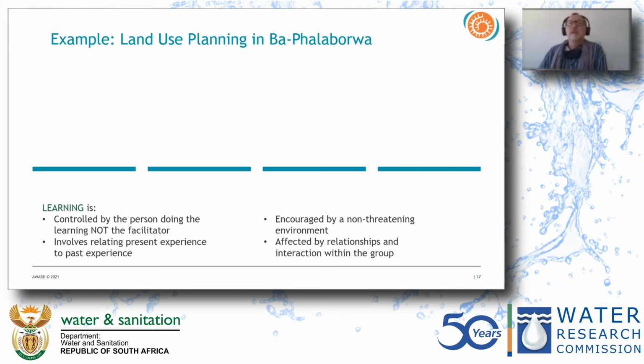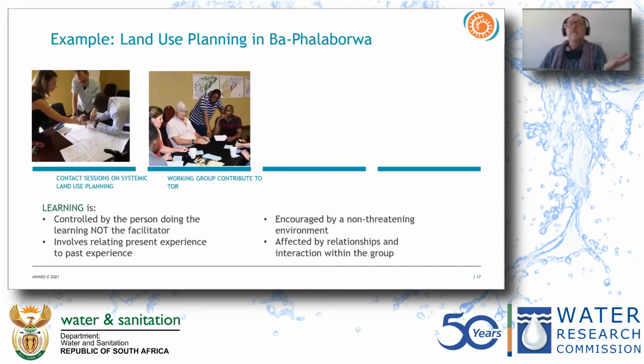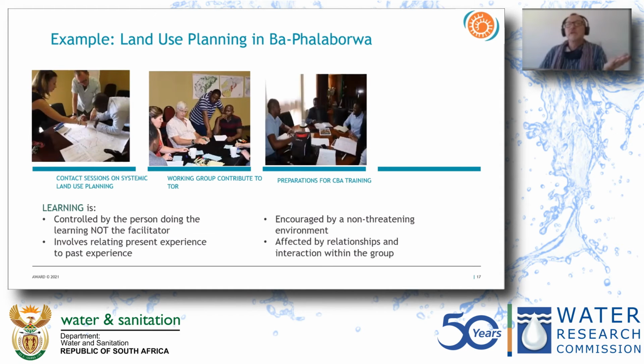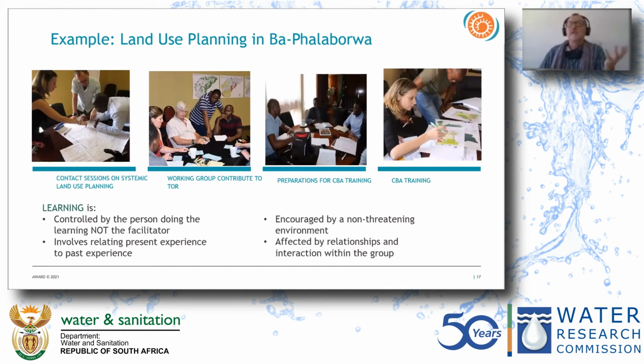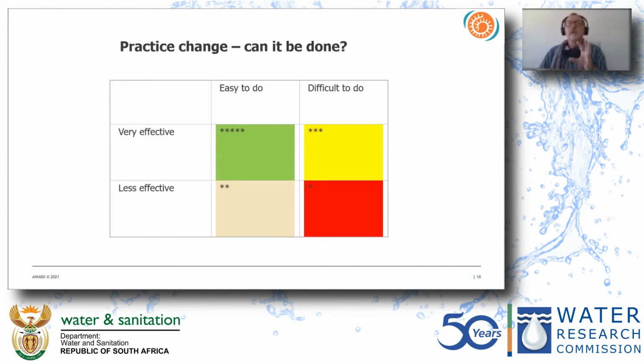So here's an example from land use planning in Bapalaboa, a local municipality, where I think people will be familiar with these kinds of learning situations, but they engage the learner and they start with what the learner knows. And then they look at institutionalizing that learning by having this approach adopted within a particular institutional decision-making framework. I'll be talking a little bit about that shortly. And then again, social learning often requires practice change. This can be quite daunting. The question is, can it be done? And the answer is yes, if you approach it in a particular way.